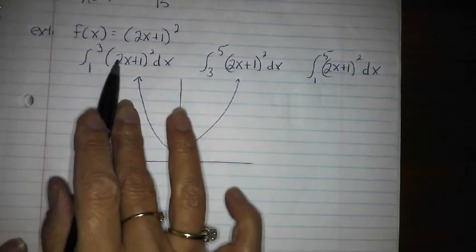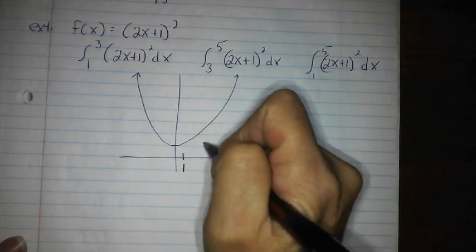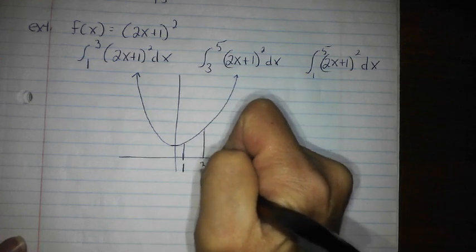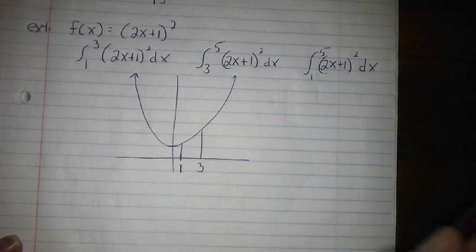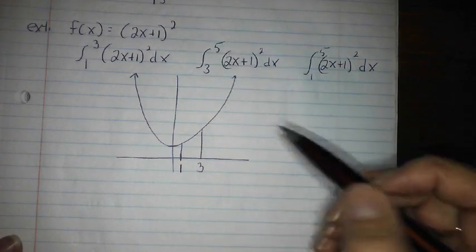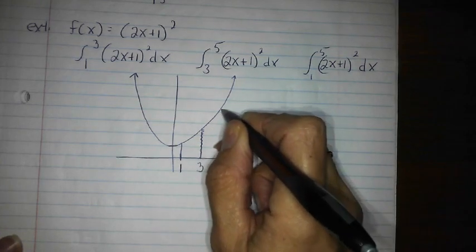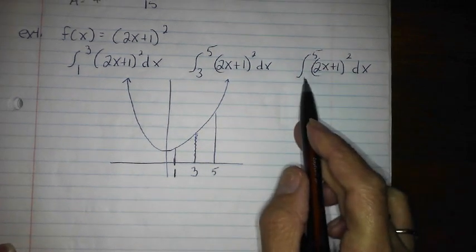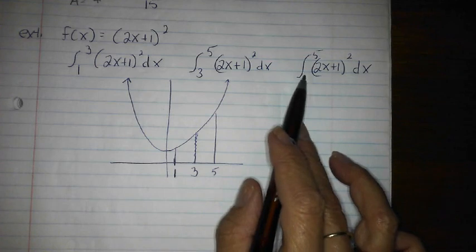So this first one, we are looking at the area from 1 to 3. So this chunk here. The next one is looking at the area from 3 to 5. Well, that means I'm starting here and going to 5. And the last one wants the area from 1 to 5. Well, let's think about, are we really going to have to do this last one?